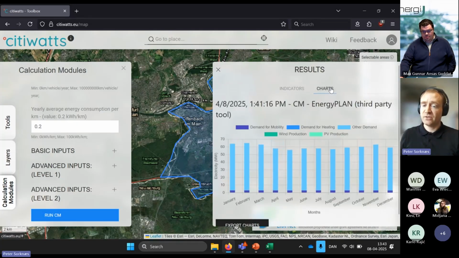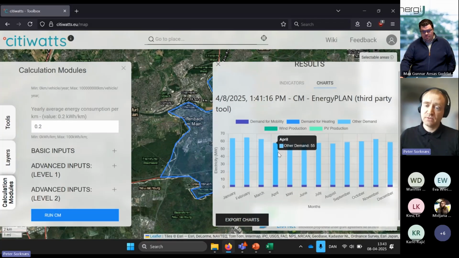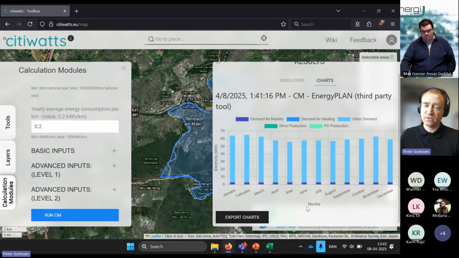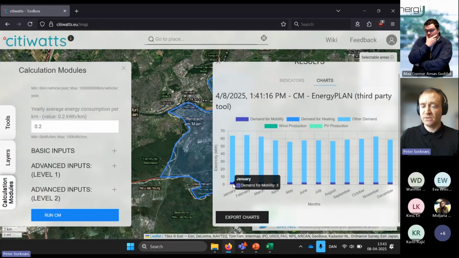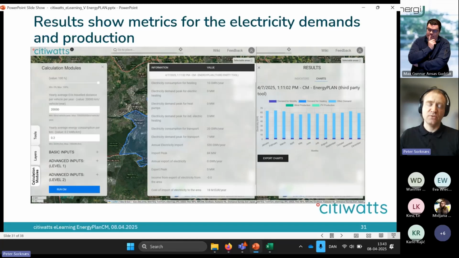If we take charge, you can see here our monthly data for it, and you can export the monthly data here. You can see now it only has some other demand, which is the traditional, the inflexible demand, and then a small demand for mobility. And we cannot even see here the demand for heating because it's very small in this system here. So that's just the tool overall.